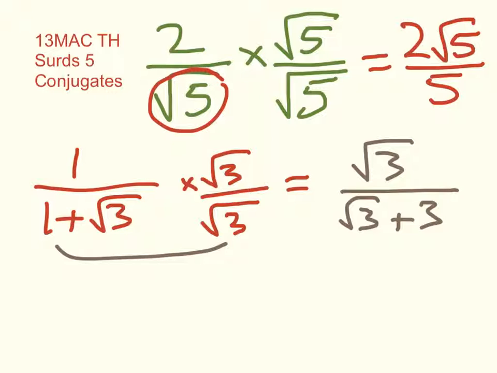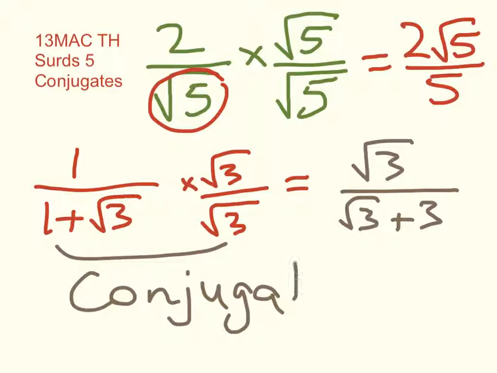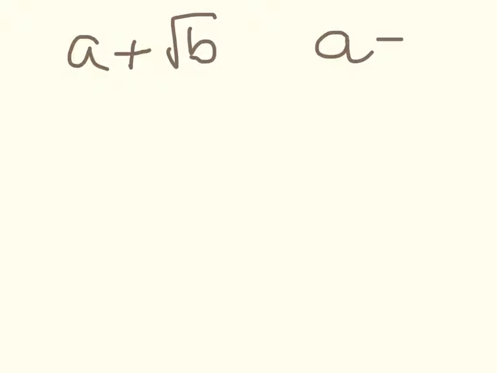To work with problems like this, we need to have a new idea, which is the idea of a conjugate. The conjugate is going to help us rationalize the denominator. And the conjugate for 1 plus root 3 will be 1 minus root 3. Okay, so if we have a surd, a plus the square root of b, its conjugate is a minus root b. Let's have a look at why this is going to help us.